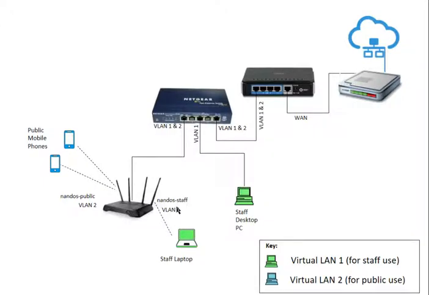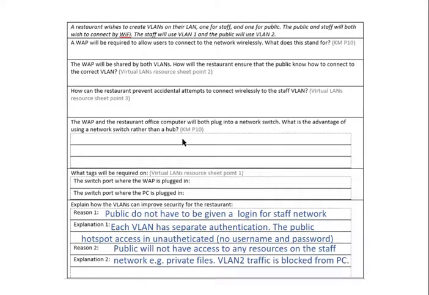So the best thing to do for a private Wi-Fi connection is to not broadcast the name, and by doing that you make the wireless network effectively invisible. So they could make the Nando's staff wireless network invisible.